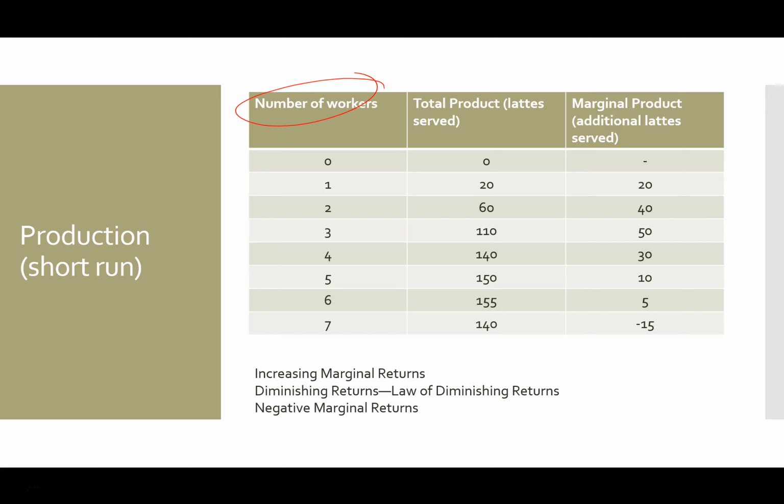The marginal product is the more econ-y term that you should absolutely know. Marginal product is the additional lattes served by that employee. So remember what marginal means. It's something on the edge, one more or one less of something. So as we add each additional worker here, how many more lattes are we getting? So going from 20 to 60, that's 40. The next one, going from 60 to 110, that's 50.